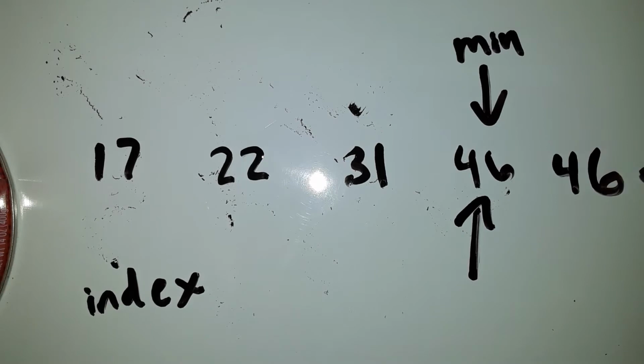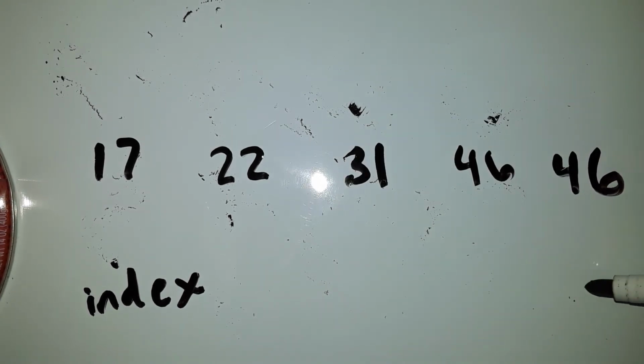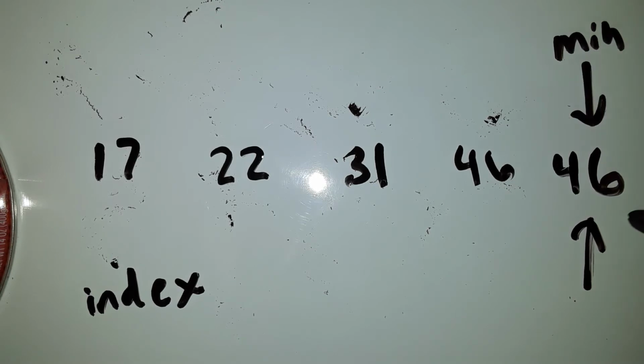Is 46 less than 46? It's not. We've hit the end of the array, so we check, is minimum and index pointing to the same item? It is. So therefore, there is no swap that needs to be done. And then we update the index and the minimum as well. And now we've hit the end of the array, and we check, is index and minimum pointing to the same item in the array? It is. So there is no swap that needs to be done.